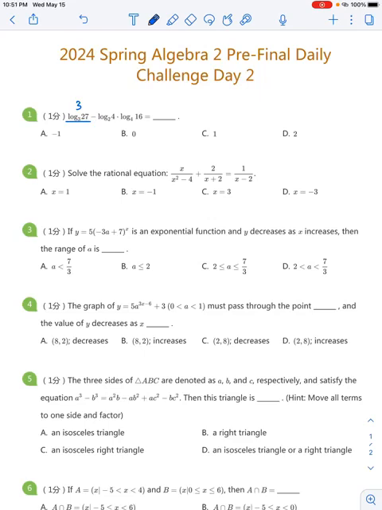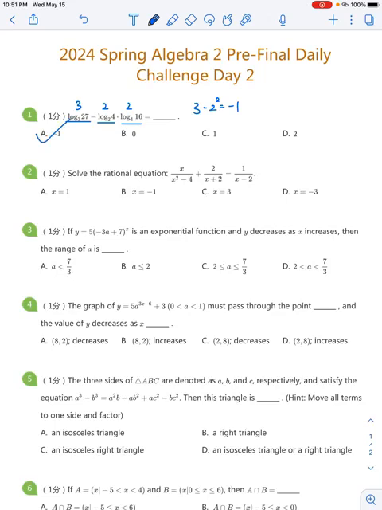And then log base 2 of 4 is equal to 2, and also log base 4 of 16 is equal to 2 as well. So this calculation will become 3 minus 2 squared, which is equal to -1, so we are going to choose the answer choice A.